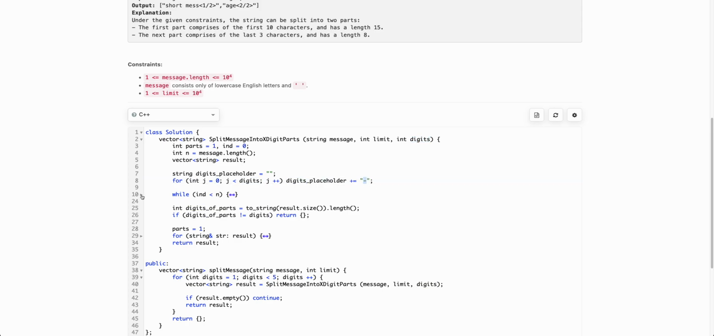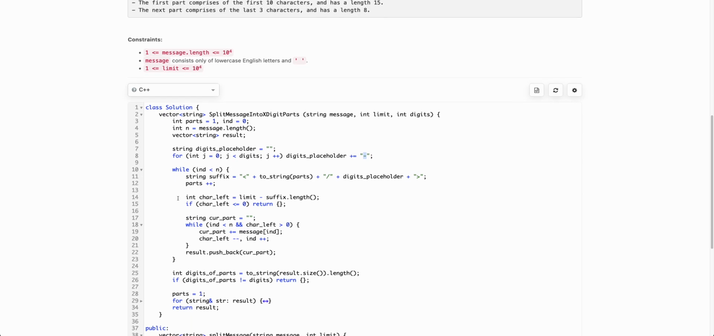So now what we are doing, this is the suffix. The suffix is opening, closing, and then the parts we know, like for the first part it is one, for the second part it is two. So the parts we know, then a slash, and then this placeholder, where we know that this many digits will come. So we just put a placeholder for this many digits. Now this is the suffix.